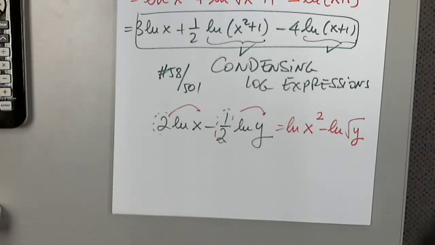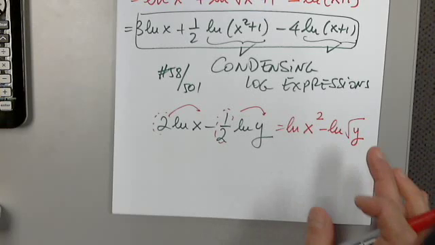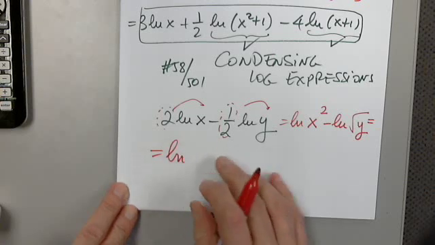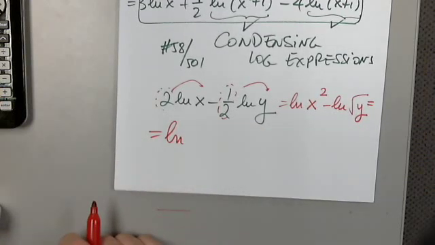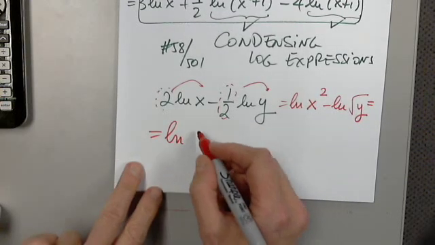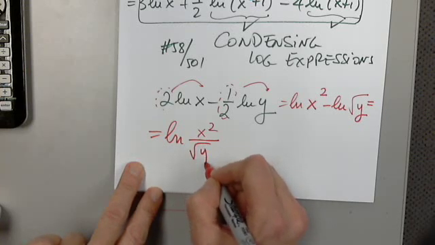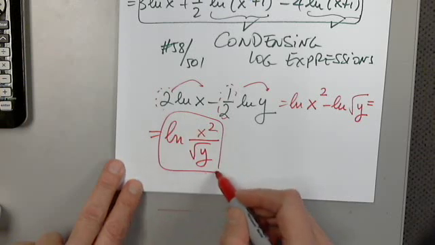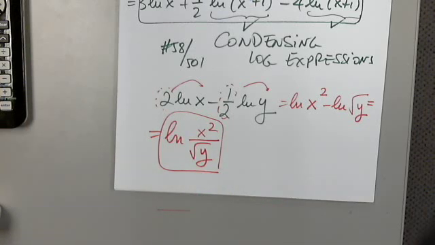So now how many quantities have negative in front of the log? 1. Only that quantity will go to the denominator. So this will be natural log, only 1, applied to what? Do you all agree with x squared over the square root of y? And this is it. We condense this expression to 1 log.